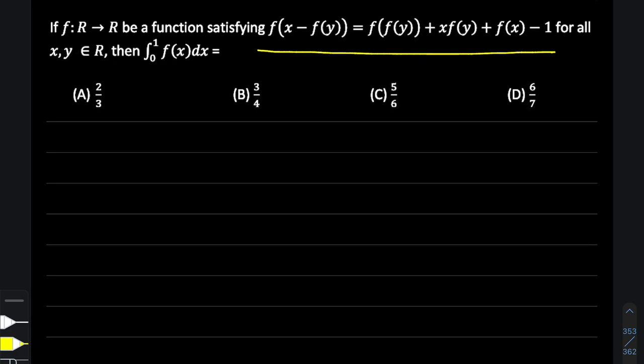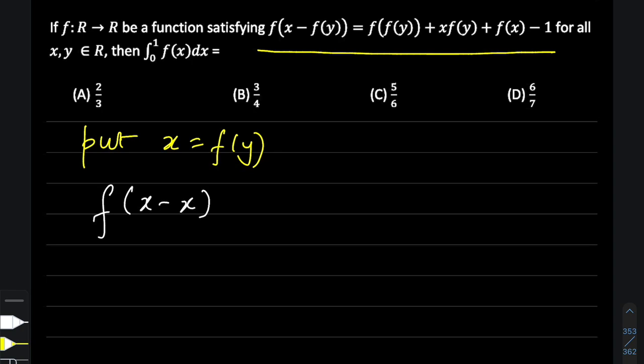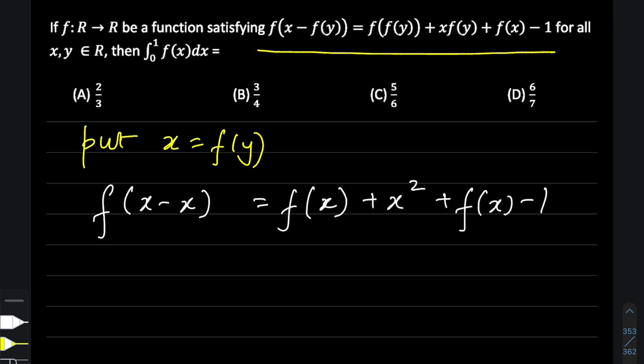So in this case, I'm going to start by substituting x equal to f of y in this functional equation. Okay, so let's put x as f of y and see what happens to our function. I end up getting f of x minus x on the left hand side. On the right hand side, I'll end up getting f of x plus x times f of y, and f of y is x, so that will become x into x again, which is x squared, plus f of x minus 1. So this gives us f of 0 equal to 2f of x plus x squared minus 1.